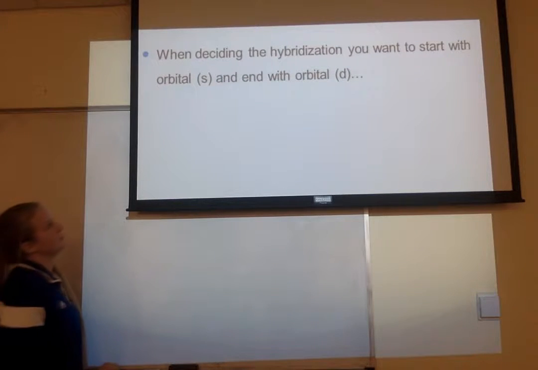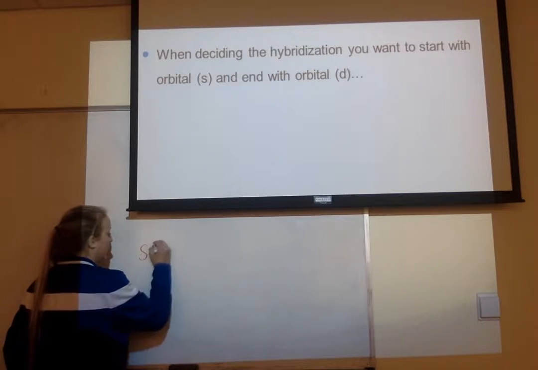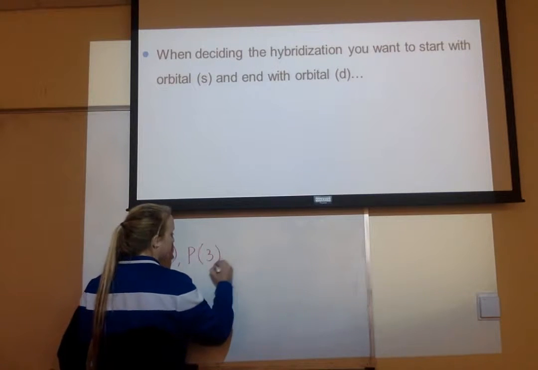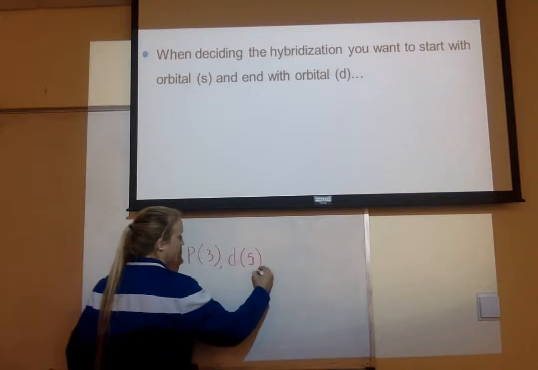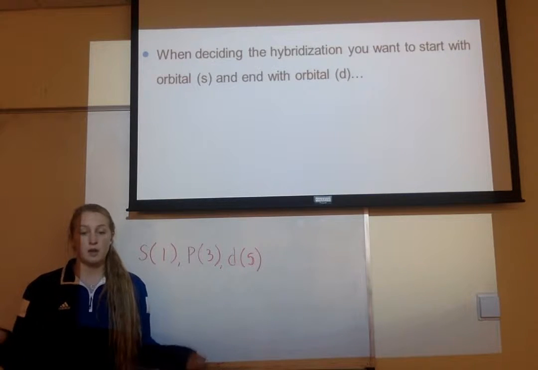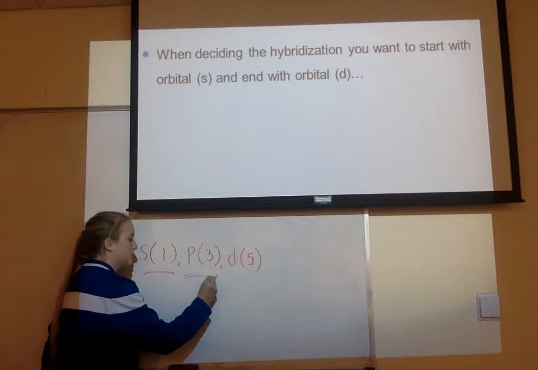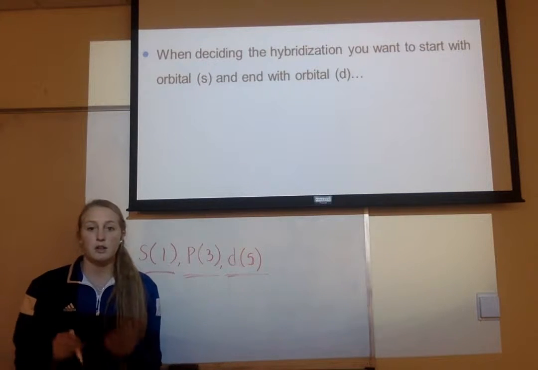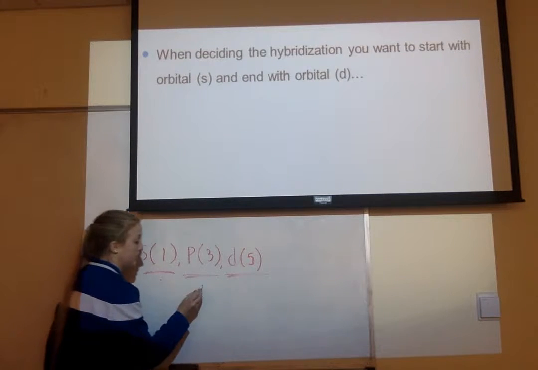When deciding the hybridization, you want to start with orbital s and end with orbital d. So s has 1 orbital, p has 3 orbitals, and d has 5 orbitals. Think of it as a grocery cart. When you're determining hybridization of an element or a compound, you want to start with your cheapest, which is s, and then move up to the second cheapest, which is p, and then your most expensive, which is d. In the end, you want your grocery cart to cost as little as possible. So obviously you're going to use your s's first, then your p's, and then go to your d's.